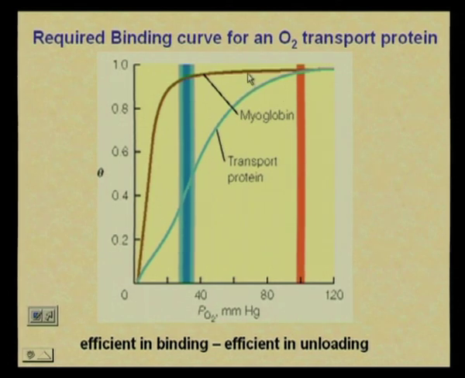But myoglobin is a storage protein. If myoglobin were also like this, then what would happen in the tissues? All the oxygen will be lost. Okay? But myoglobin is highly saturated even at the low partial pressure at the tissue level, okay? Which is essential because it is a storage protein.